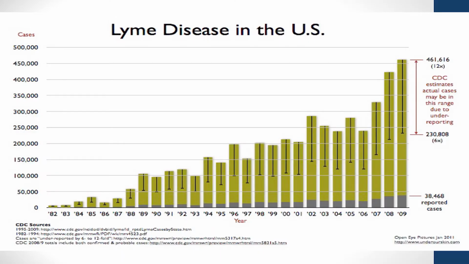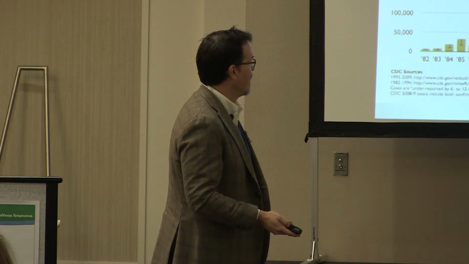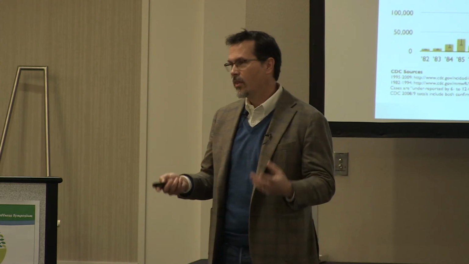But we know this, according to the CDC. You can see that it was hardly recognized, and now they think they're missing about 1,000% of the cases. It's almost 10 times higher than they think. So it's something to consider when we're dealing with a disease like autism. And unfortunately, in almost every one of my patients with autism, they do have Lyme disease.